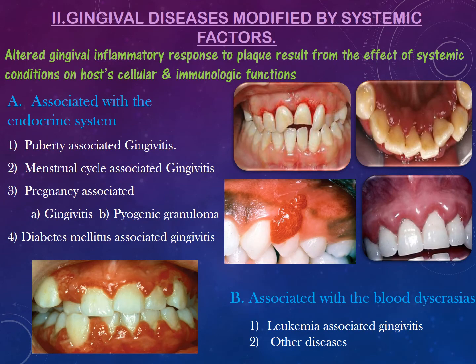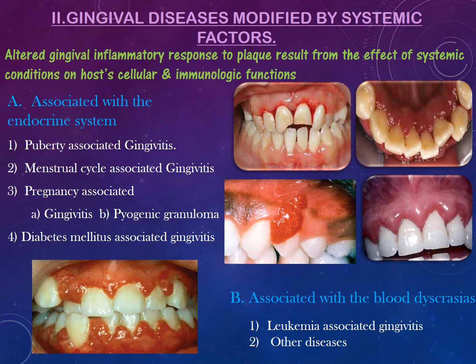Next is the gingival diseases modified by systemic factors. Altered gingival inflammatory response to plaque results from the effect of systemic conditions on host, cellular and immunologic functions. They are either associated with the endocrine system, such as puberty associated gingivitis or menstrual cycle associated gingivitis, pregnancy associated gingivitis and diabetes mellitus associated gingivitis, or they are associated with the blood dyscrasias like leukemia associated gingivitis.